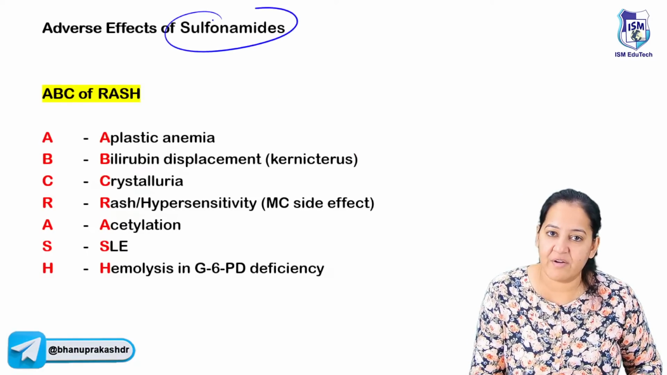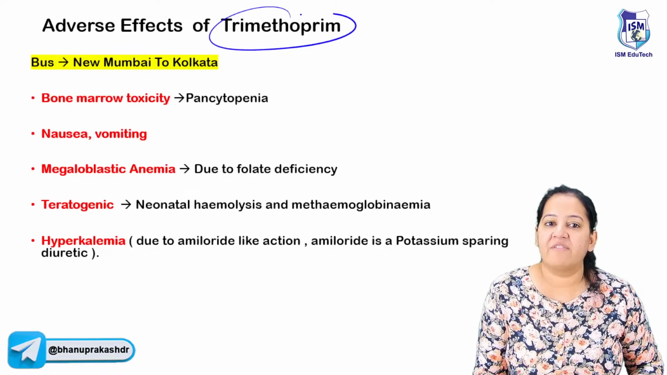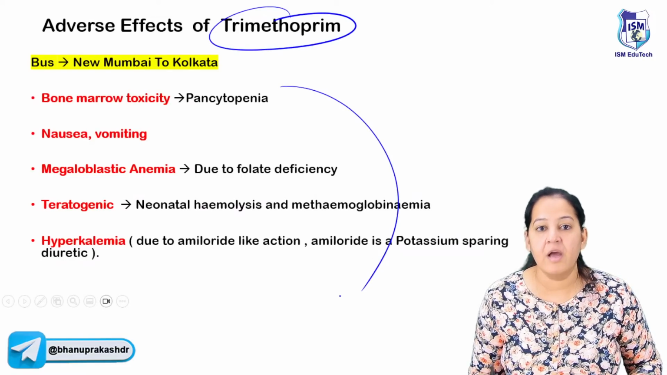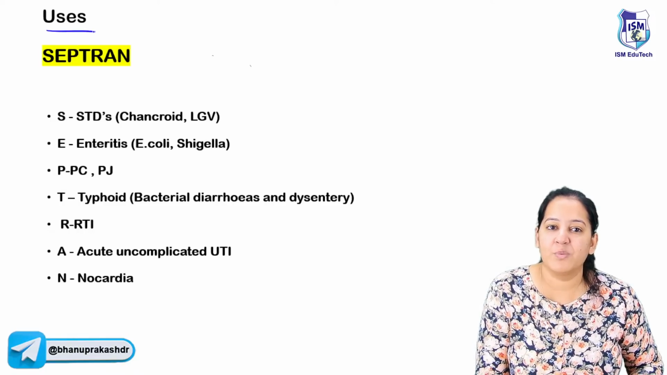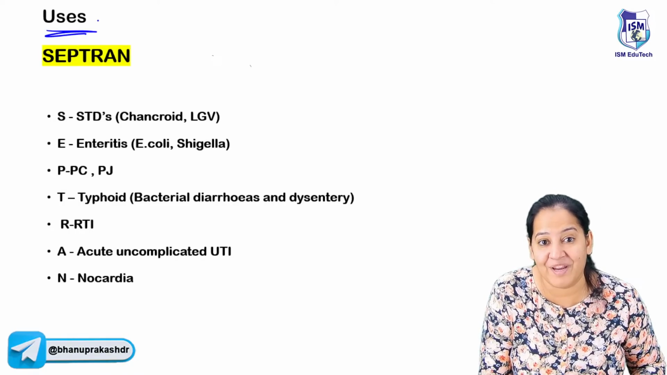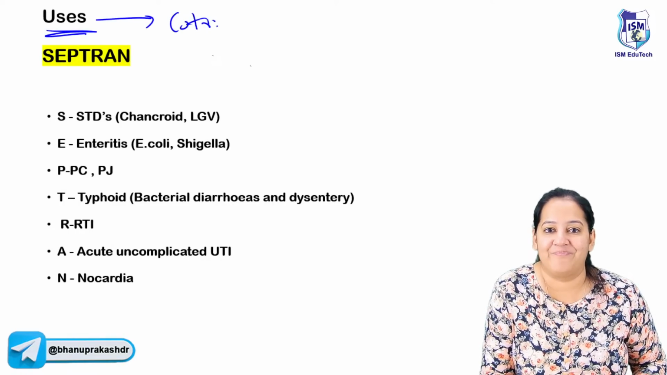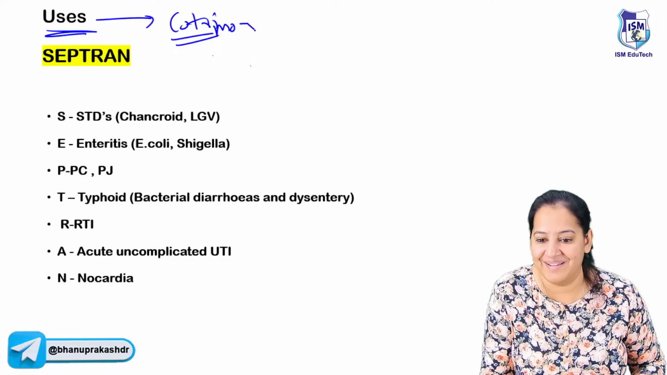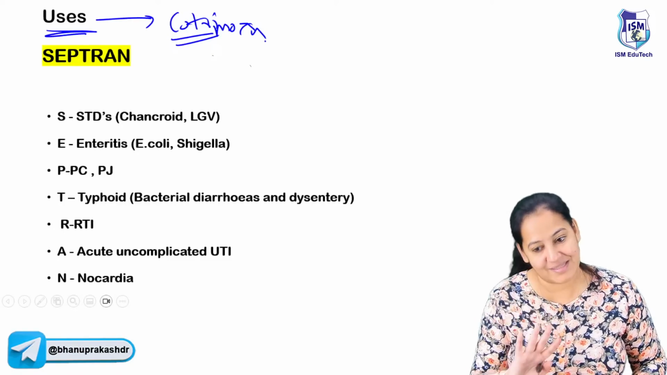What are the adverse effects of sulfonamide? Tell me a mnemonic. What are the adverse effects of trimethoprim? Tell me a mnemonic. The uses of both of them are the same because we don't use them individually. We use the combination. This is the use of cotrimoxazole, so the uses are the same.